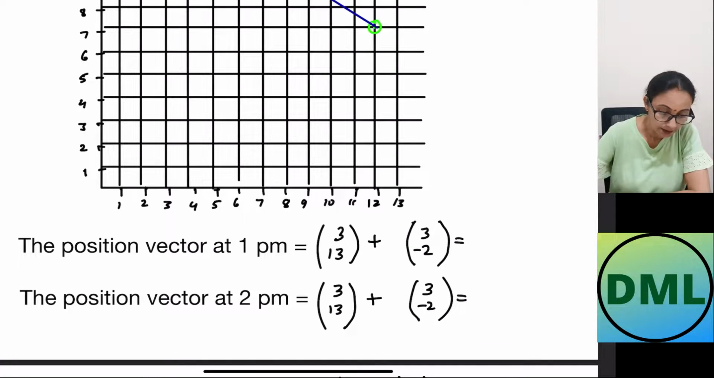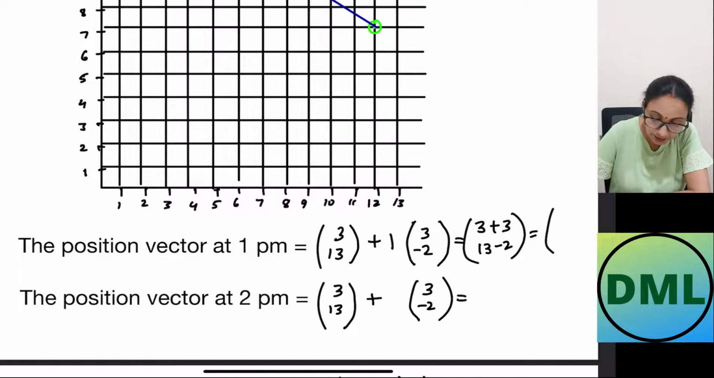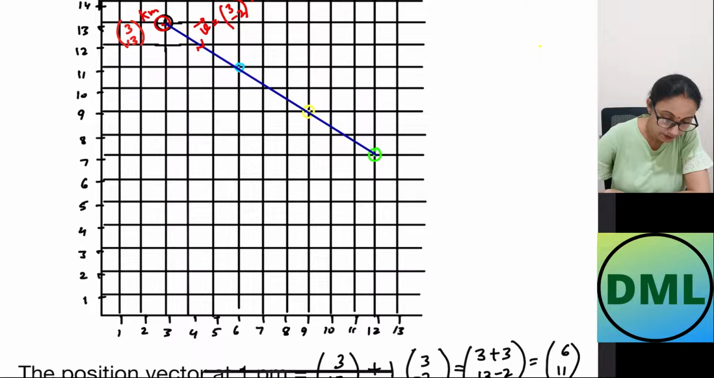So the position vector at 1 pm will be given by your initial position, which is (3, 13), plus your velocity vector, and the velocity vector should be multiplied by the time. So you are moving for 1 hour, so this will be multiplied by 1. If we solve it here, this will be 3 plus 3 and 13 minus 2. So if you solve it, that will be (6, 11). As you can see here, we have plotted the point at (6, 11). So after 1 hour, you will reach this position.